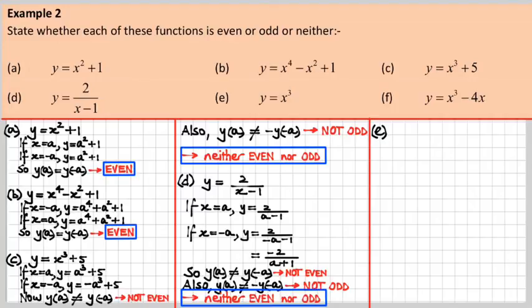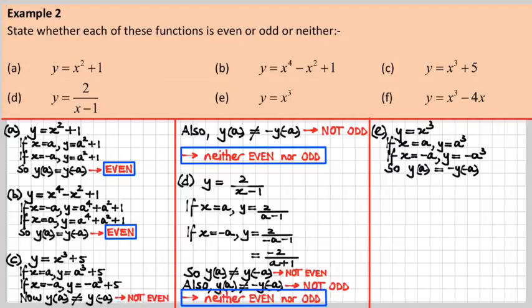Good on you. Aha! I can see an odd function, if ever I saw one. That's a cubic, and let's just go through the motions. If x is a, y is a cubed. If x is minus a, y is minus a cubed. Therefore, we know absolutely for sure that that's odd. No problem. Let's have a look at the last one now and finish off with a bang, shall we?